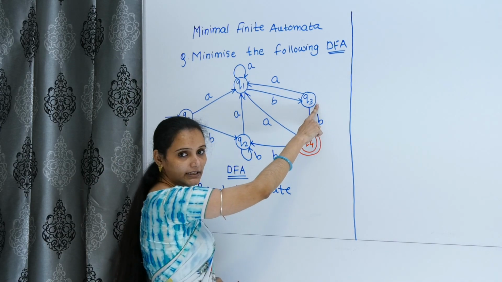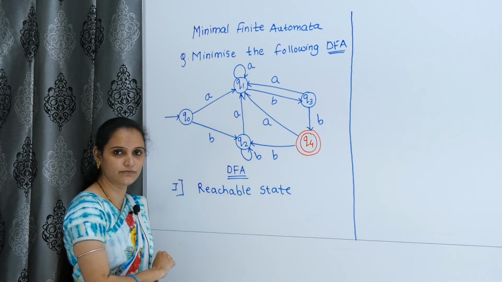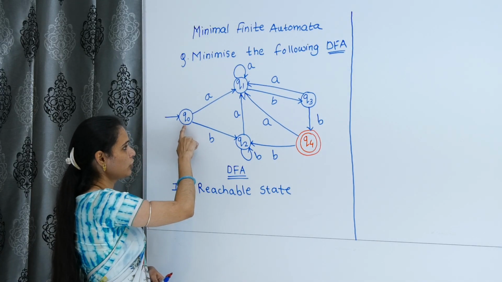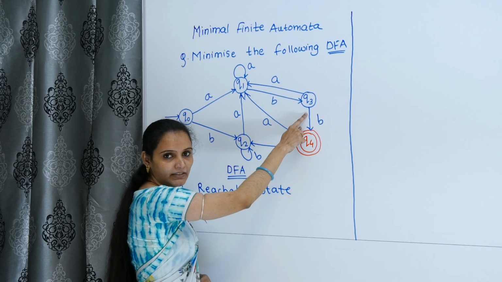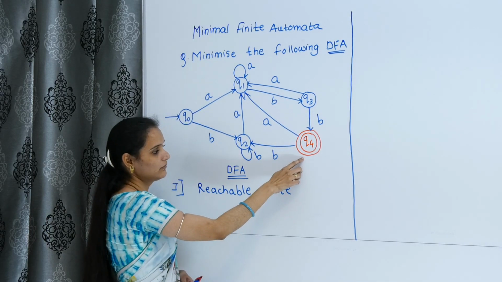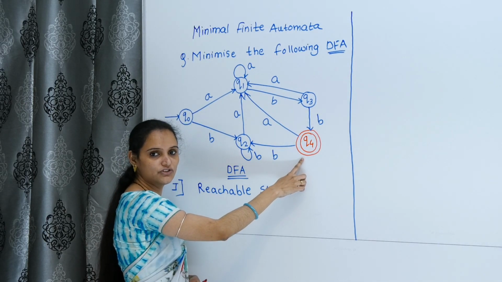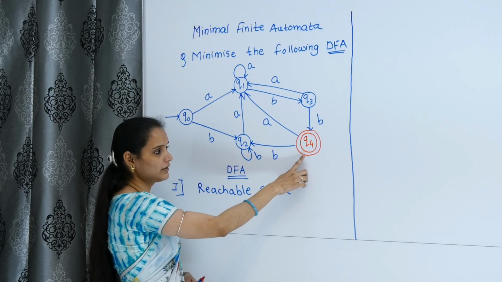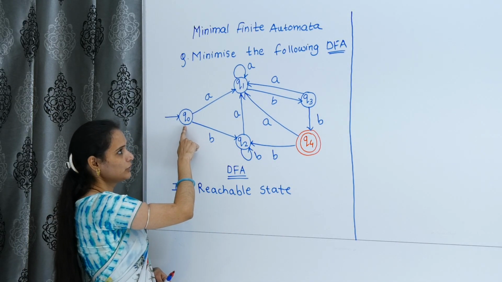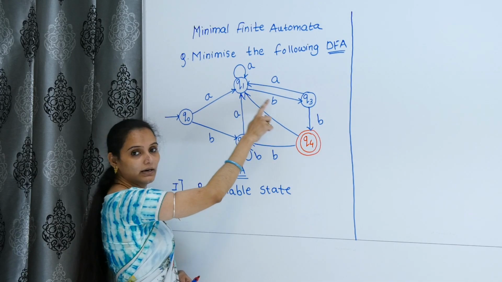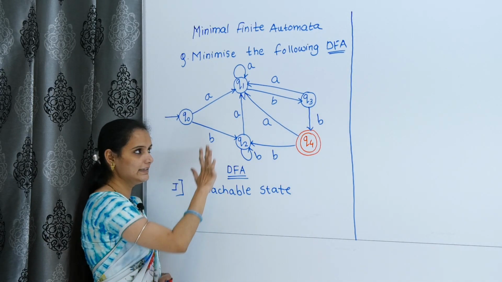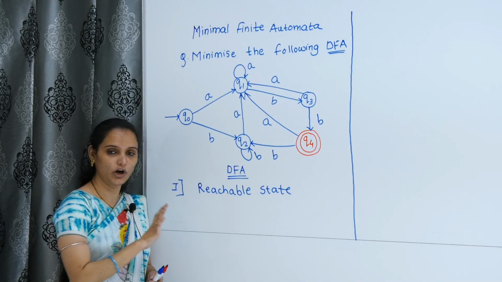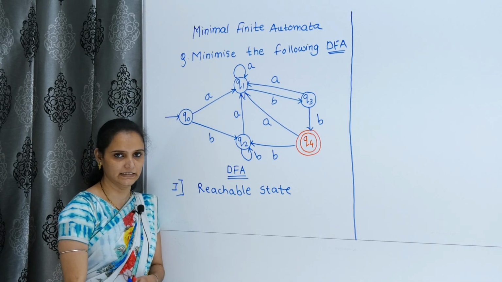What about Q3? Q3 is reachable from the initial state, from Q0 to Q1 and then Q1 to Q3. Then what about the acceptance state, which is Q4? Q4 is reachable, from Q0 to Q1, Q1 to Q3 and Q3 to Q4. So in that particular diagram, all the states are reachable from the initial state.